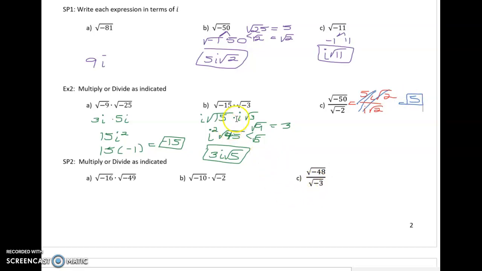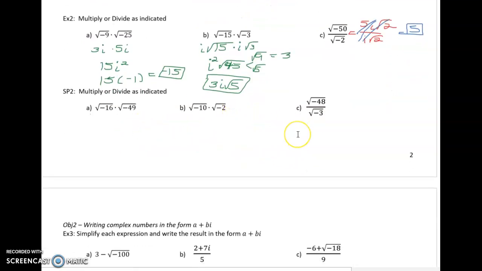Okay, so pause the video, try these 3 multiplication sets. I'm just going to put up the answers, and then we're going to move on to ones that are a little bit more relevant to what we're doing for quadratics.